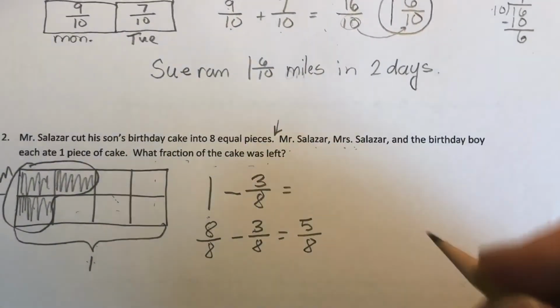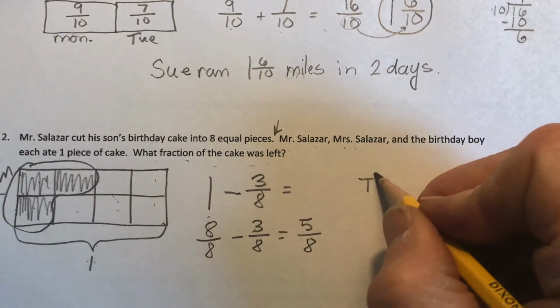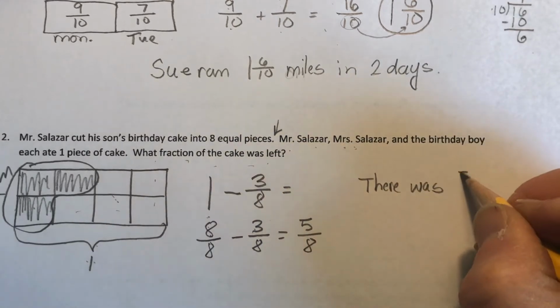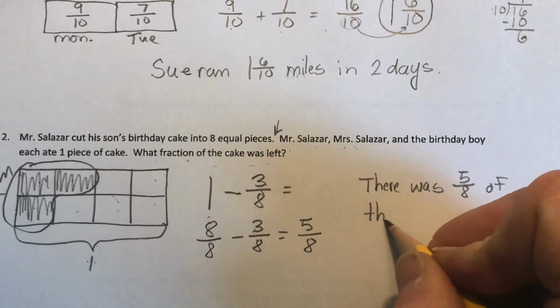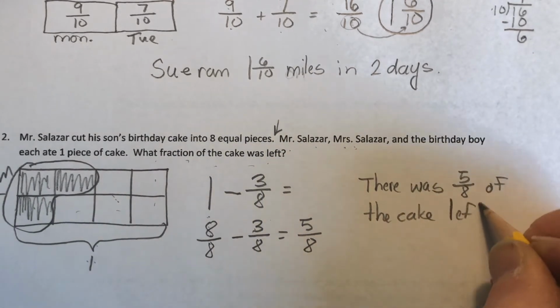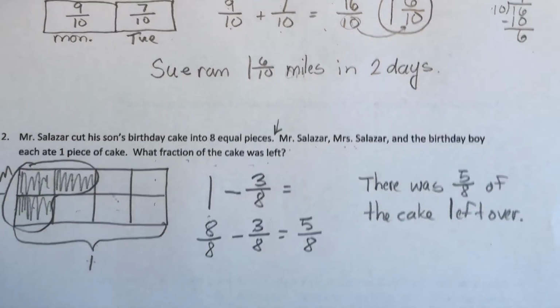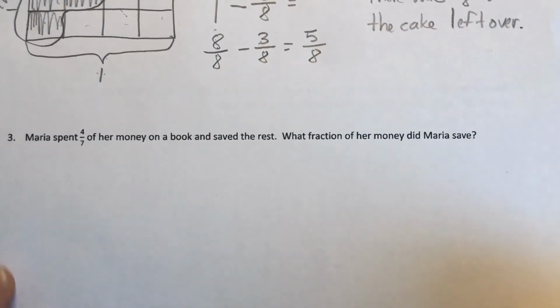So now, what do I got? I'm going to say there was 5/8 of the cake left over. Period. Neat. Okay, let's check out the next one.